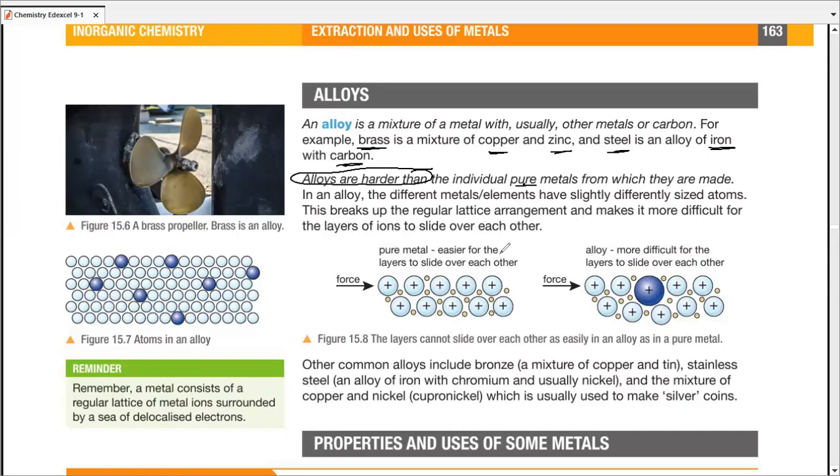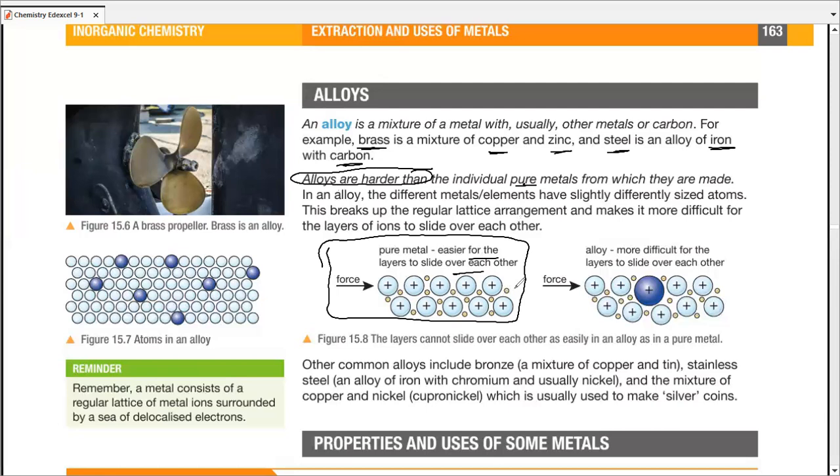Now, this needs to be explained. Why are alloys harder? If you remember metallic bonding, this diagram must be easy for you to understand. Metals exist as cations, and the electrons are present in between the layers as delocalized electrons, right? And metal ions could slide over one another, which actually gave metals the ductility to be able to convert them into wires or the malleability to be able to be hammered into sheets.